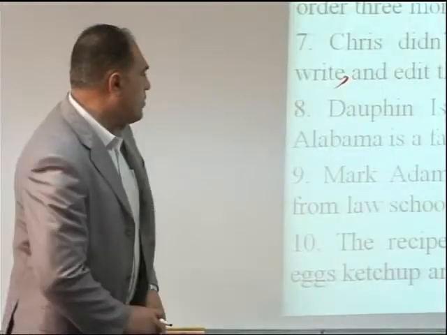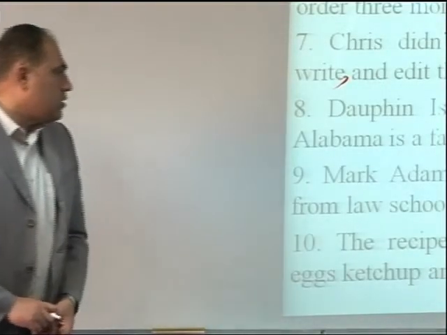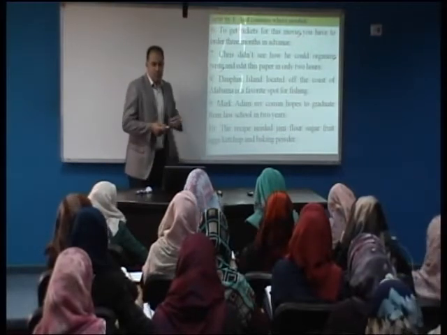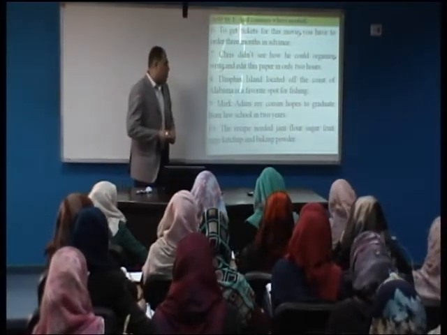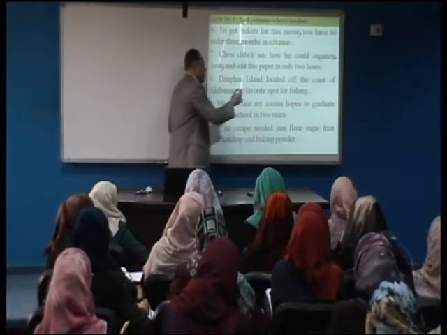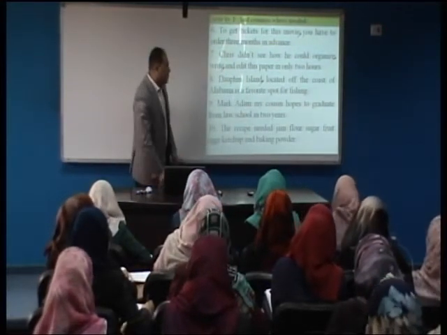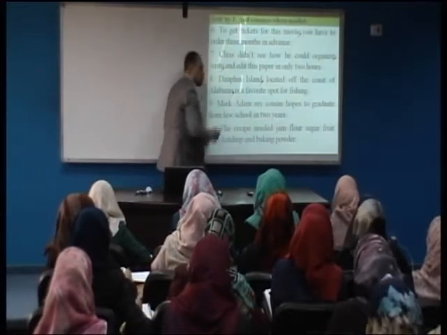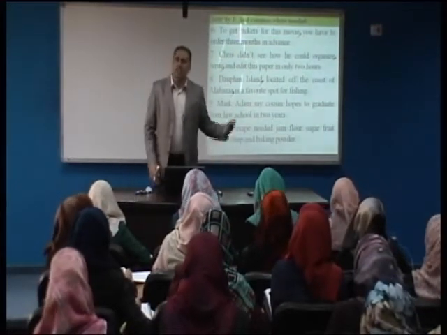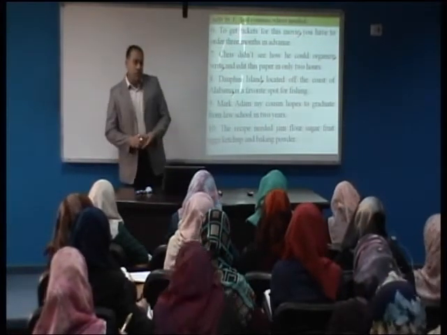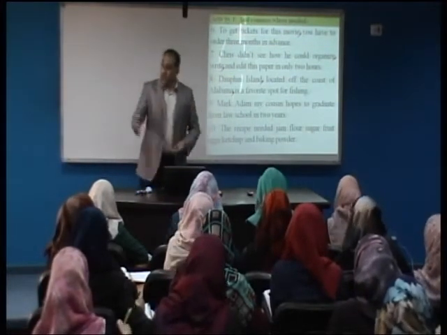Yes, please. Dolphin Island, located off the coast of Alabama, is a favorite spot for fishing. Very nice. Dolphin Island, comma, located off the coast of Alabama. So this is extra information. The main sentence is: Dolphin Island is a favorite spot for fishing. Okay, so extra information.